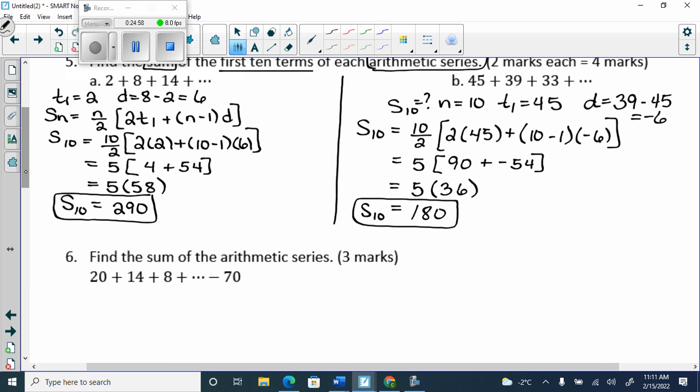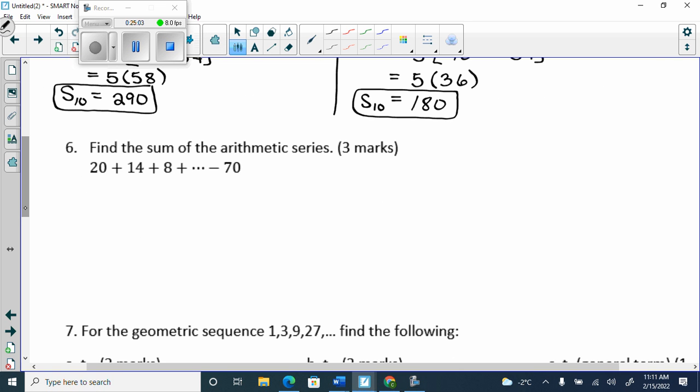So, we don't have n in this one. And with arithmetic series, it's not optional. We have to have T1 and n. Both formulas use T1 and n. If we don't have them, we have to find them. Correct? So let's put down what we do know. We know T1 is 20. D is 14 minus 20, which is negative 6. Tn is negative 70. So I know I can use the second formula, which is shorter, correct? But I'm still missing n, and it's non-negotiable.